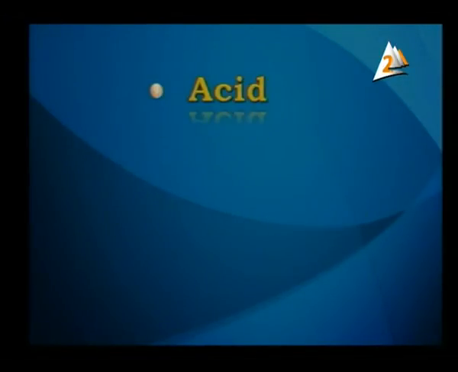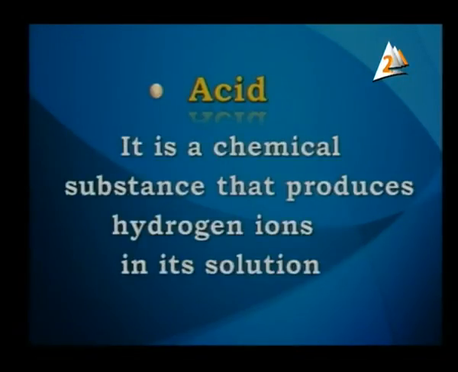Acid. What's meant by acid? Acid is very important to know, and it is very easy. Why? We studied it before in Prep 1 and Prep 2. So here, this is acid. It's the chemical substance that produces hydrogen ions in its solution. We have no acid that has no hydrogen. Each acid in our world, in our life, contains a hydrogen ion.